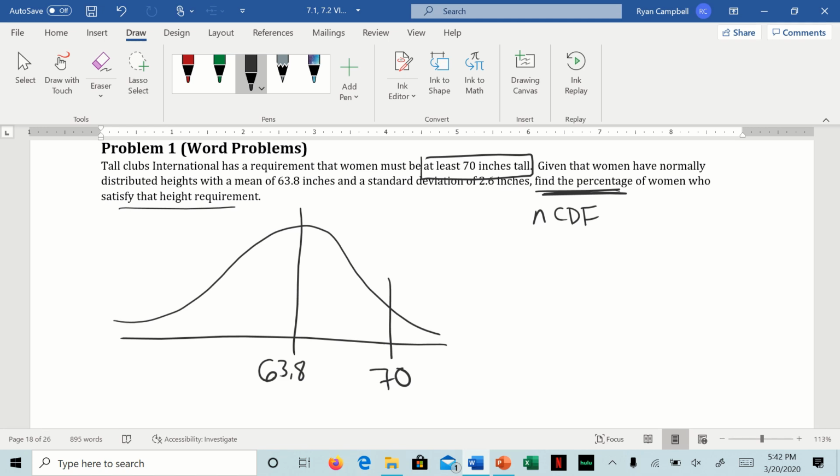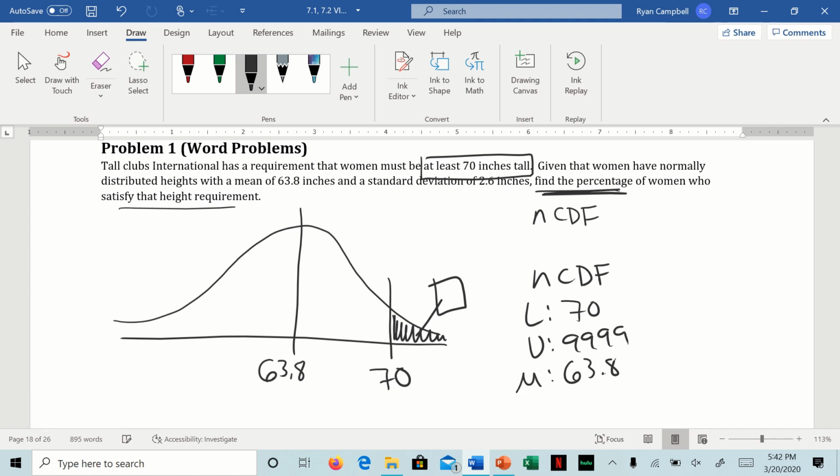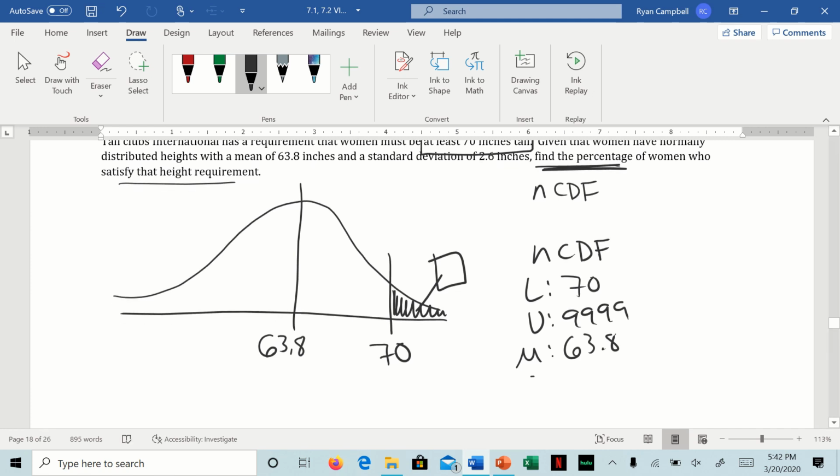At least, what does that mean? Are we going to shade to the left or to the right? At least 70. So 70 is the least, and it has to go bigger than that. So this is what we need to find. Since we're doing normal CDF, the lower is 70, the upper is 9999, the mean is 63.8, and the standard deviation is 2.6, because it told us right there.